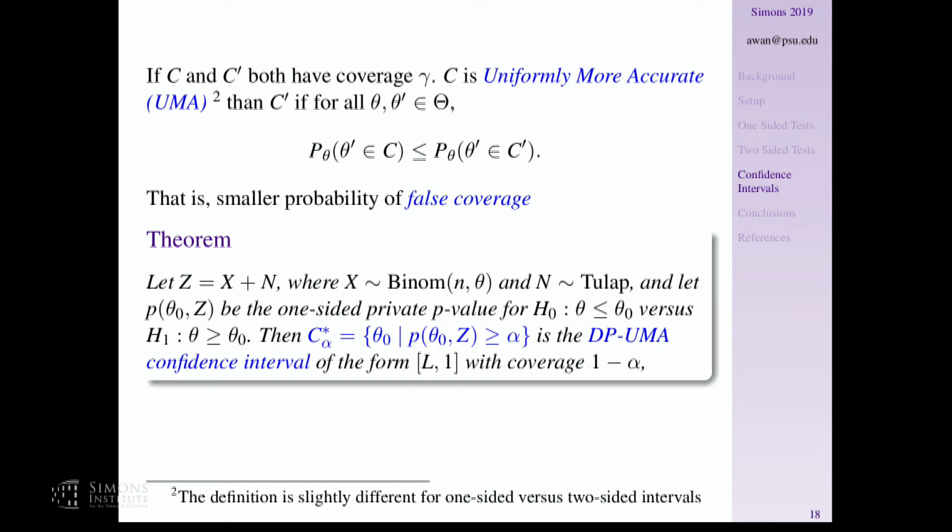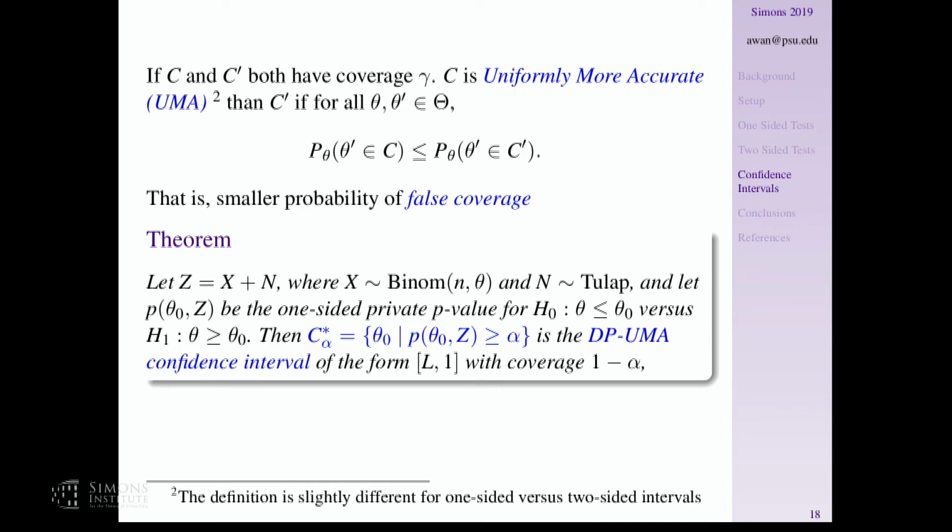But because of that correspondence between UMP tests and UMA confidence intervals, we're able to show that taking our one-sided p-values and producing the confidence interval gives us the DP UMA confidence interval with exact coverage. So these are the lower bounds instead of a two-sided interval.